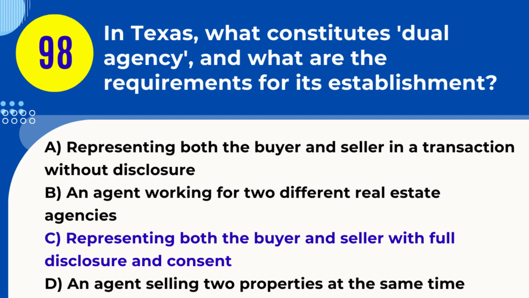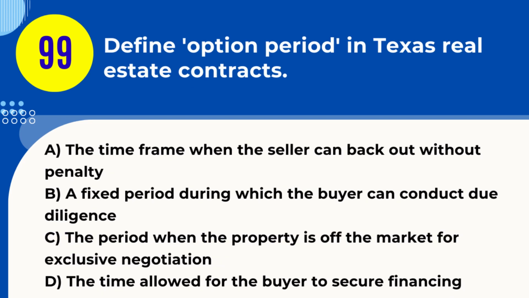Explanation. Dual agency in Texas real estate occurs when a single agent represents both the buyer and the seller in the same transaction. It requires full disclosure to and informed consent from both parties, acknowledging the potential conflict of interest and agreeing to the dual representation. Question 99. Define option period in Texas real estate contracts.